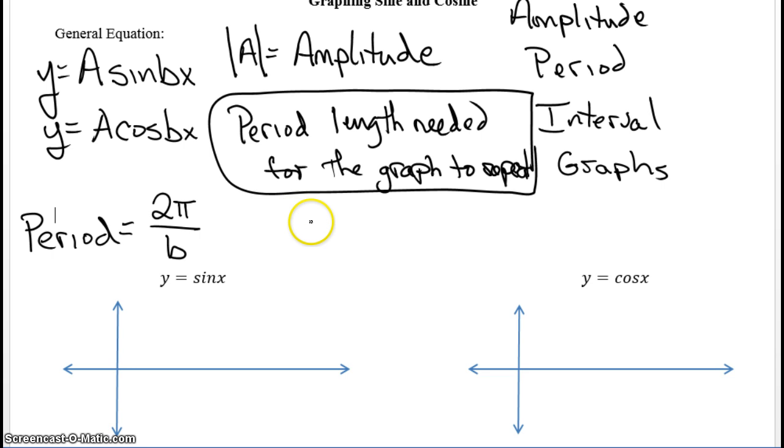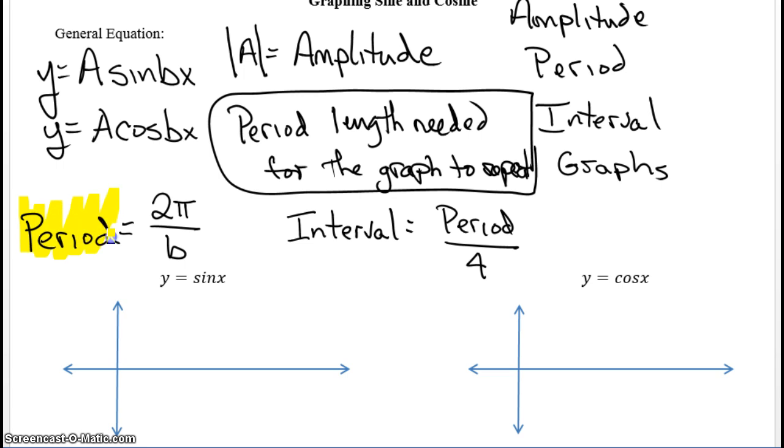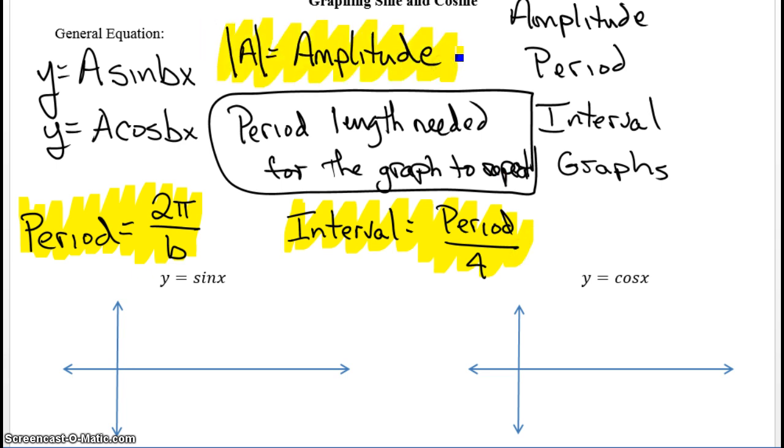And then interval is something we use in the graphing of our functions, and an interval is going to be found by taking the period divided by 4. So we're going to find that by taking the period over 4. So the parts that we are really interested in are how we find the period, how we find the interval, and how we find the amplitude. That's what we're going to concentrate on in this assignment.